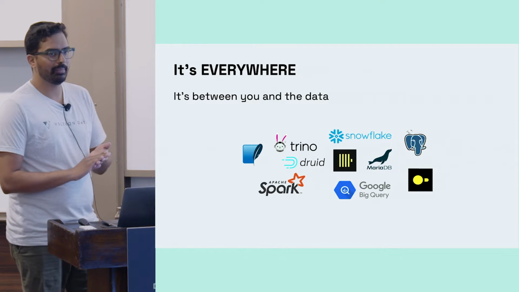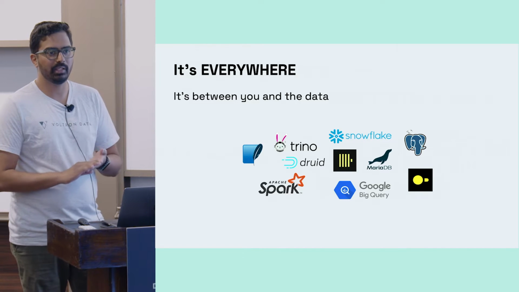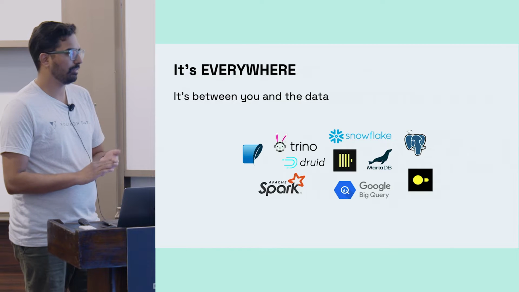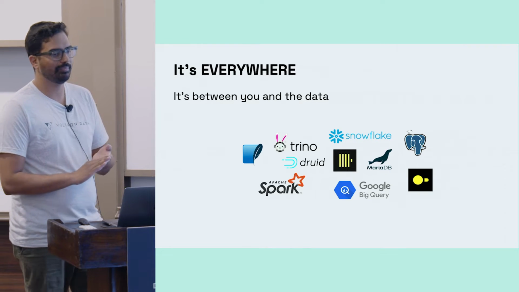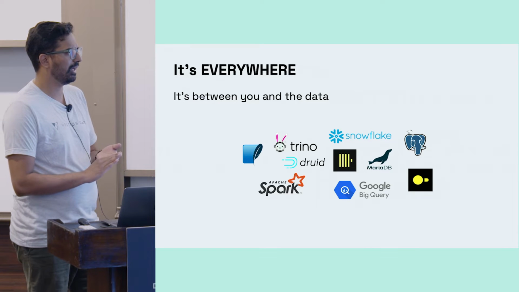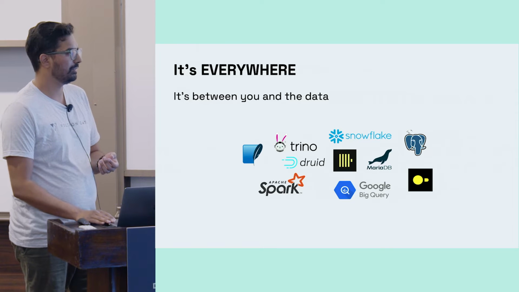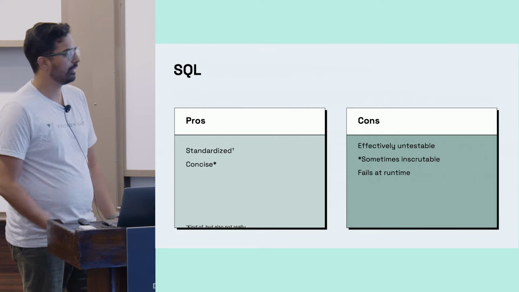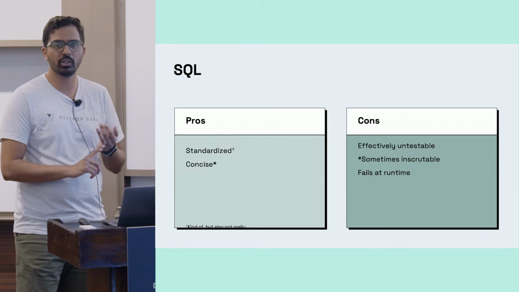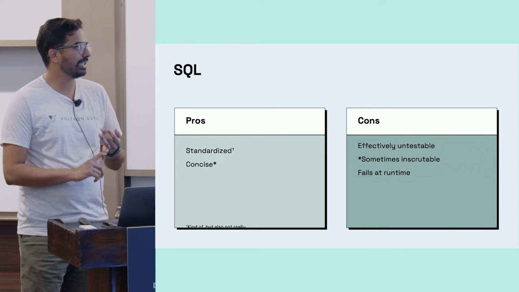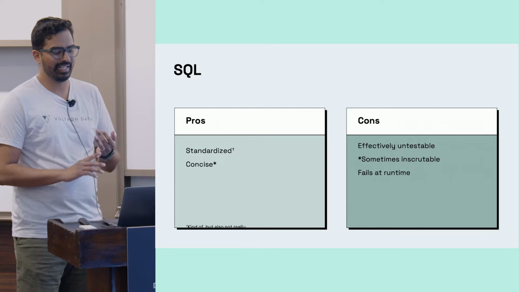And let's not forget about engines like Apache Spark. Yes, you have that Python interface and programmatic APIs, a Java API, a Scala API as well. But using the SQL interface, Spark SQL, is also a very common way of using Spark. So for SQL, there are a lot of good things. One is that it's standardized, more or less. There's more on that later.